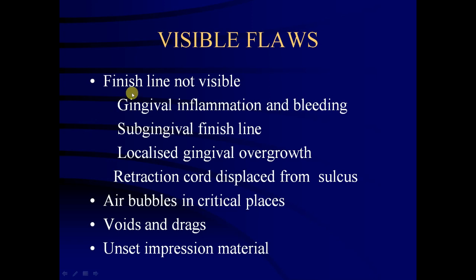Visible flaws include the finish line not visible, gingival inflammation and bleeding, subgingival finish line, localized gingival overgrowth, retraction cord displaced from the sulcus. The visible flaws can only be related to your gingiva. For example, your gingival inflammation, your subgingival finish line, your localized gingival overgrowth, and when you place the retraction cord, it can be displaced from the sulcus. So air bubbles in the critical places, you can also see the voids and unset impression material.